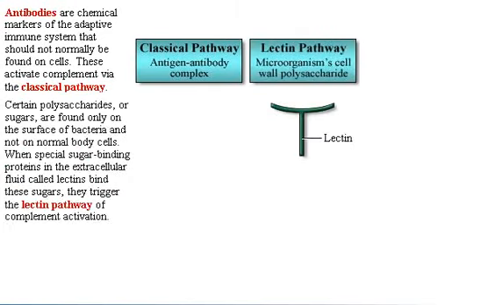Certain polysaccharides, or sugars, are found only on the surface of bacteria and not on normal body cells. When special sugar-binding proteins in the extracellular fluid, called lectins, bind these sugars, they trigger the lectin pathway of complement activation. We've already seen another type of lectin in action, the membrane-bound mannose-binding protein that triggers phagocytosis. Click the lectin to continue.